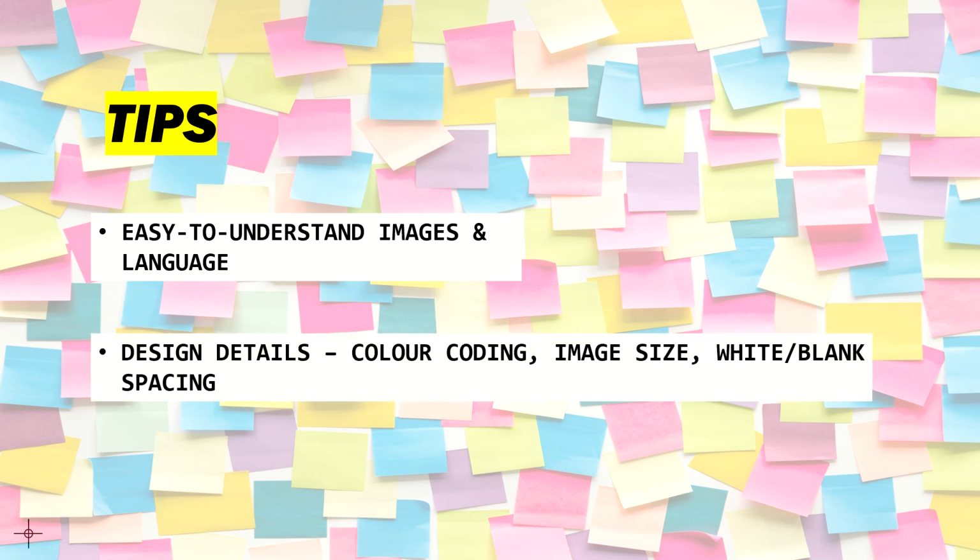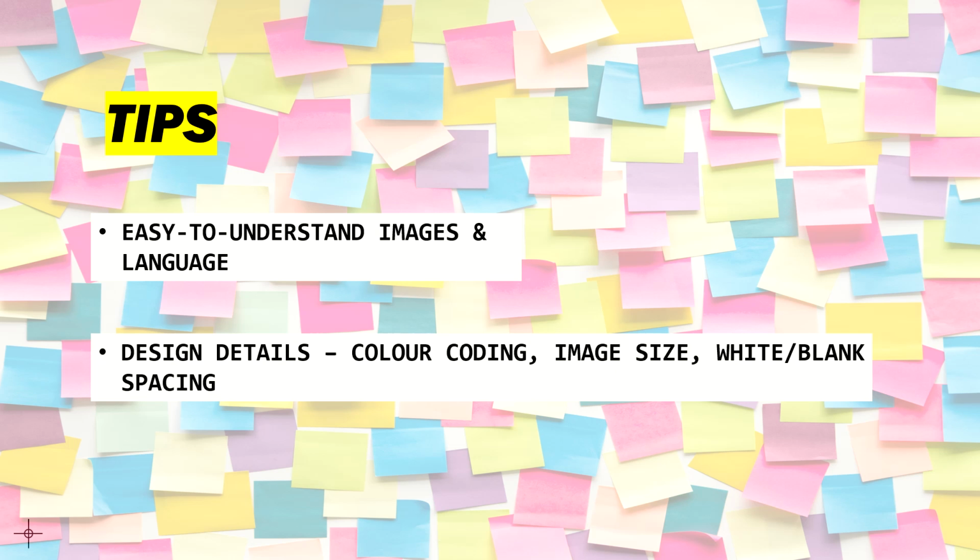And then again, the design details. Color coding is important. Green means good for you. Red means let's try and avoid those things. Orange may mean be cautious about these things. Let's try not to eat this very often. Yes, you can eat them, but not very often.